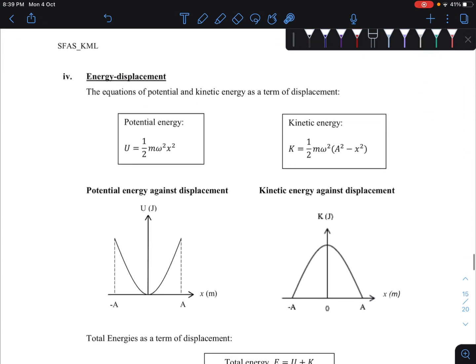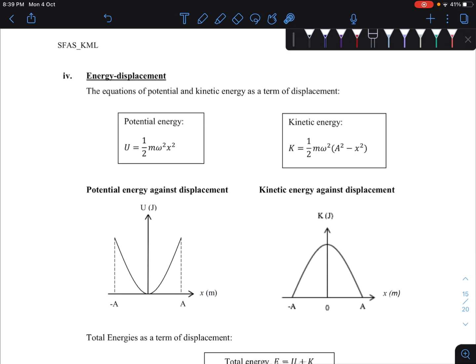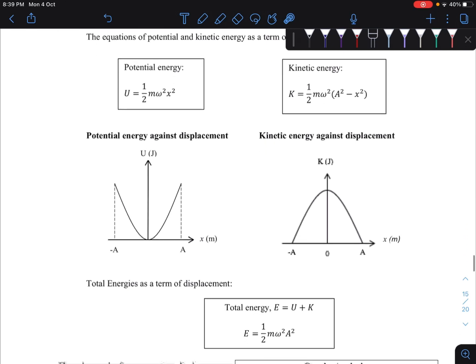Alright, next we are going to look at the energy versus displacement graph. Untuk energy versus displacement graph, since kita ada dua jenis energy, potential dan juga kinetic energy, and these are the respective equations for them. So to sketch the potential energy U versus displacement, kita akan ada paksi Y represent your potential energy, paksi X represent your displacement. U here is in the unit of joule, X dalam unit meter.